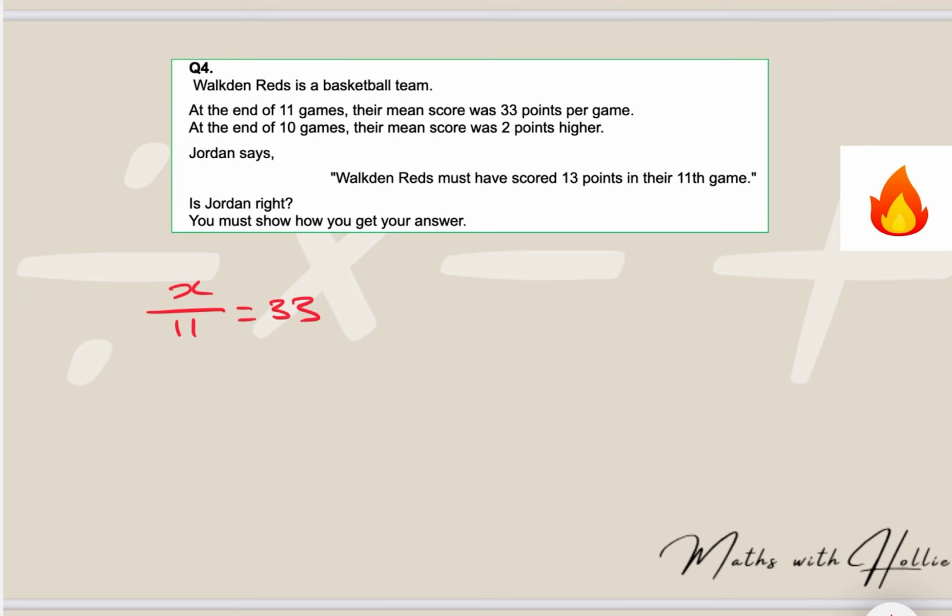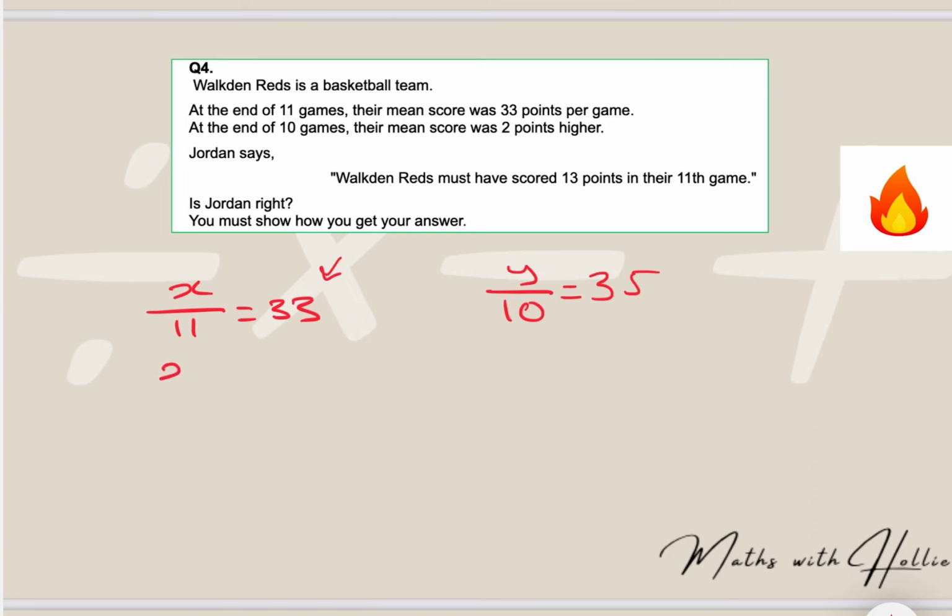But then they said, well, actually, if we only add up the first 10 games, so I'm going to call that Y, if they add them together and they divide it by 10 because they played 10 games, their mean was 2 points higher. So if it was 33, that means it was 2 points higher than if they'd done the 11. So it looks a little bit better if they don't have that additional game.